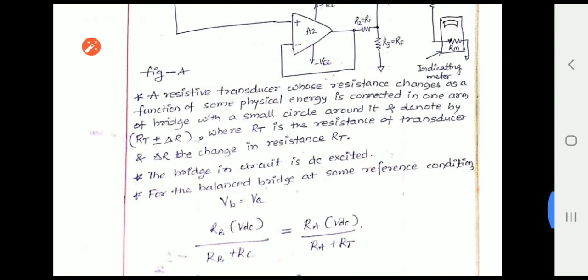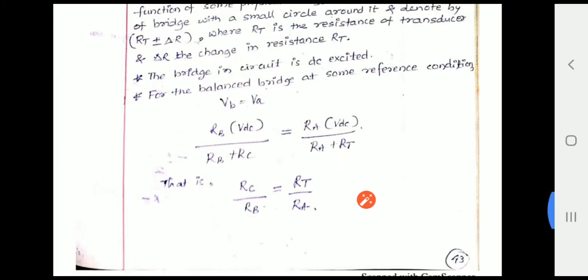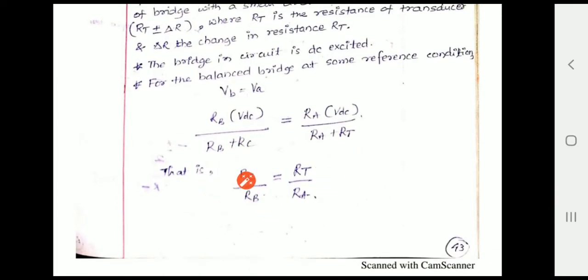Here, first thing, we know that VB equals VA when the bridge is said to be balanced. So when VB equals VA, the value of VB is, according to the voltage division rule, RB into VDC divided by RB plus RC, which I explained earlier, where VA is nothing but RA into VDC divided by RA plus RT. So RT can be changed as RT plus or minus change in R, depending on the user. So when the bridge is balanced, then RC by RB equals RT by RA. Okay. Similarly VB equals VA. Now these are the signals and the equations.